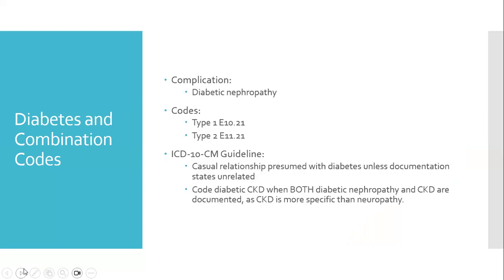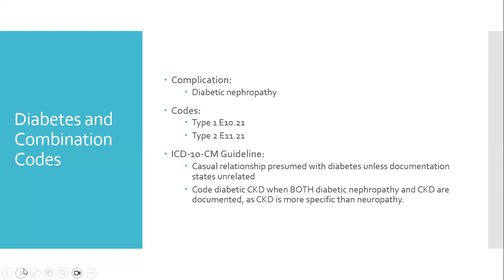So let's talk about diabetic nephropathy. We have type 1, which is E10.21, and then we have type 2, which is E11.21. And you'll see this consistently throughout the entire section of the diabetes chapter, that whatever the type 1 version is, it will mimic the type 2 version. So if it's E10.21, the same condition for type 2 is going to be E11.21.